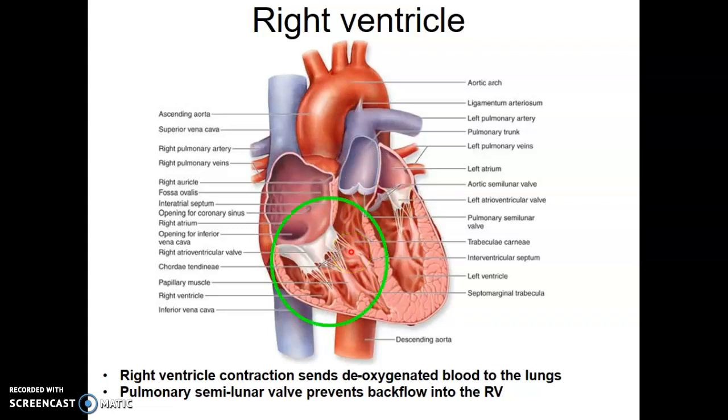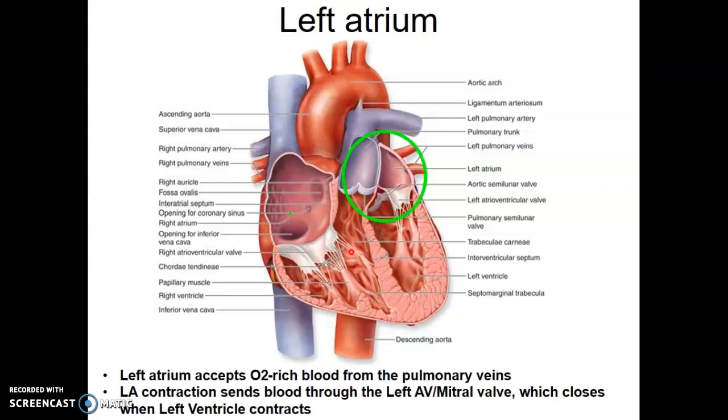Here's our right ventricle. There is our pulmonary semilunar valve. And there goes the blood off to the lungs, coming out of the pulmonary arteries, left and right pulmonary arteries. All righty, now we're in our left atrium. There's our circle. I always forget. Our left atrium accepts oxygen-rich blood from the pulmonary veins.